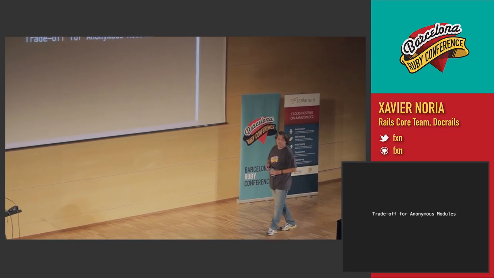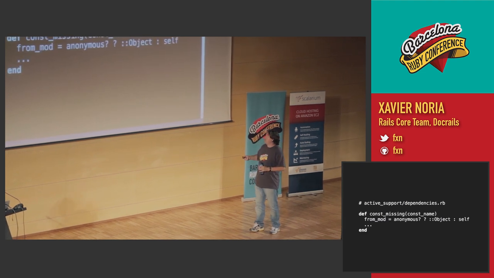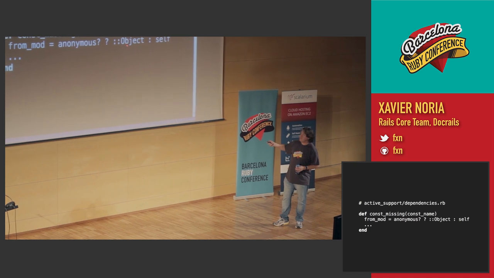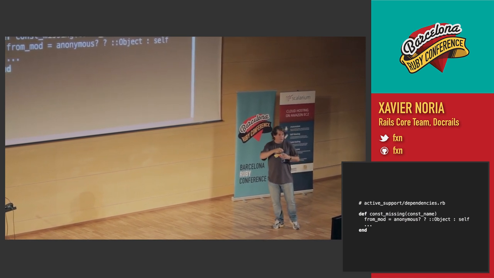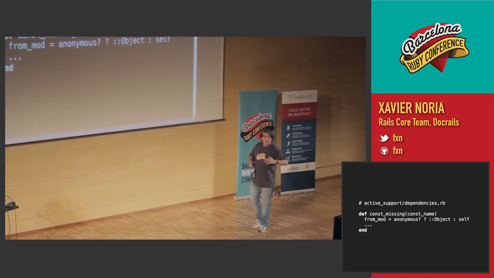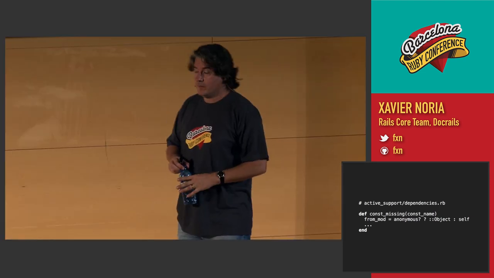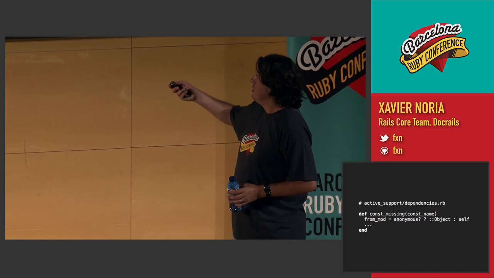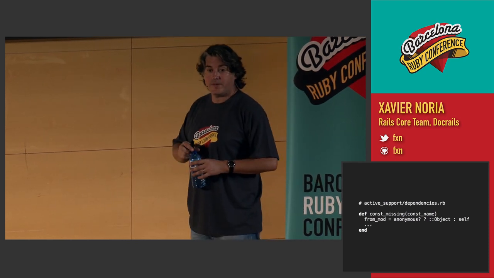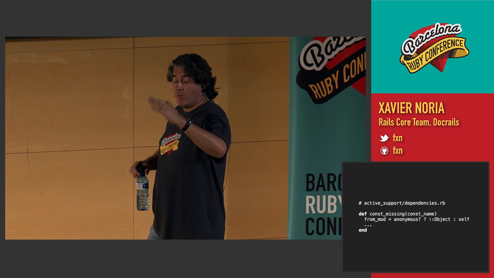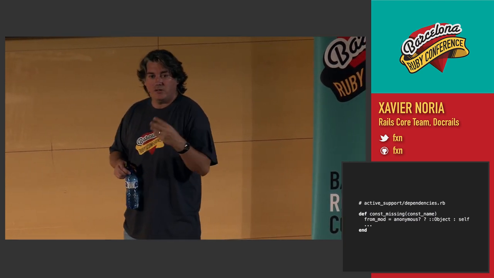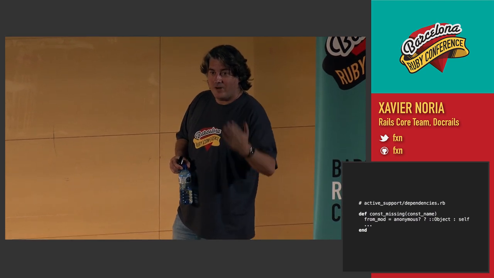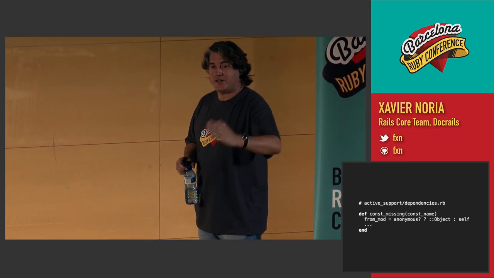And for anonymous modules, you cannot do anything. So what Active Support does is assume that the nesting is Object, that your lexical scope is the top-level scope. So you have to do something. That's what it does in anonymous modules, but fortunately, thanks to the fact that blocks do not push nesting, the only edge case where this can happen is with the eval family that receives strings as arguments.